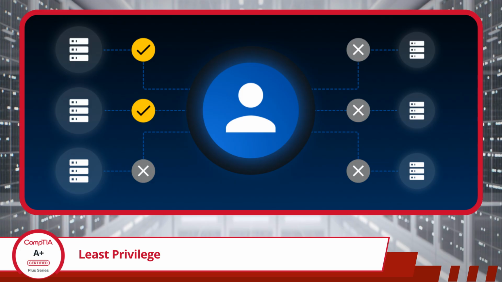You may also see least privilege tied to role-based access, where permissions are assigned based on a person's responsibilities. Someone in accounting may have access to financial systems but not server administration tools, while a help desk technician may have password reset permissions but not full domain control. In this way, access is based on job function rather than giving every user broad permissions.